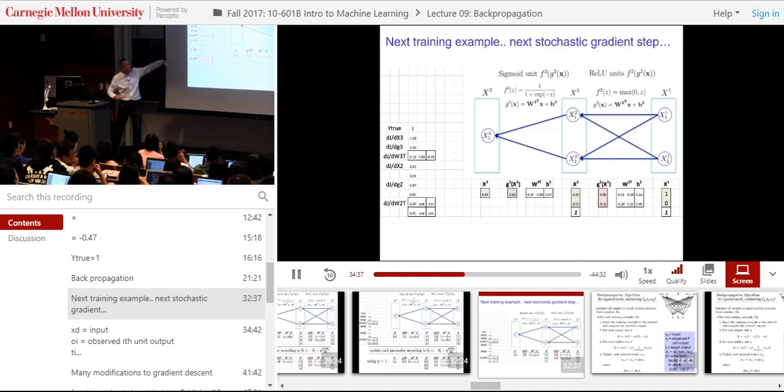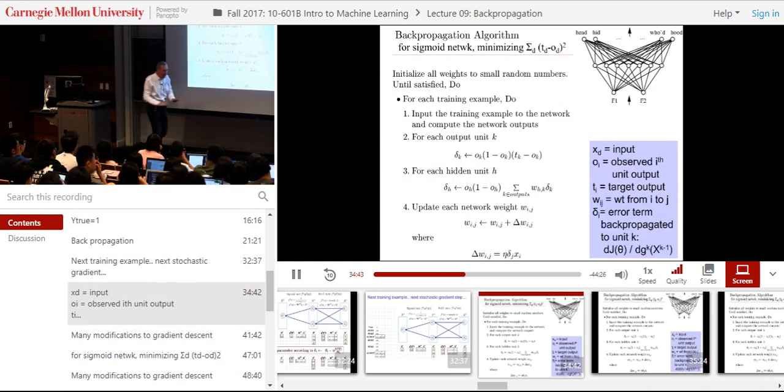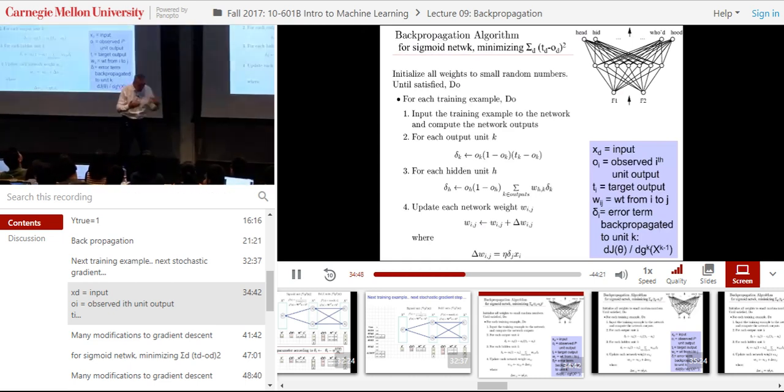Okay, so here I've just gone ahead and done another update, and you can see what's happening. Okay, so end of detailed example.